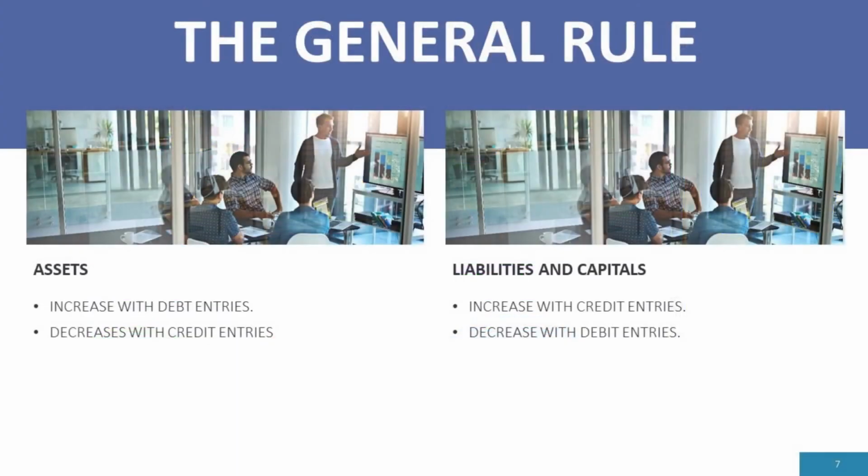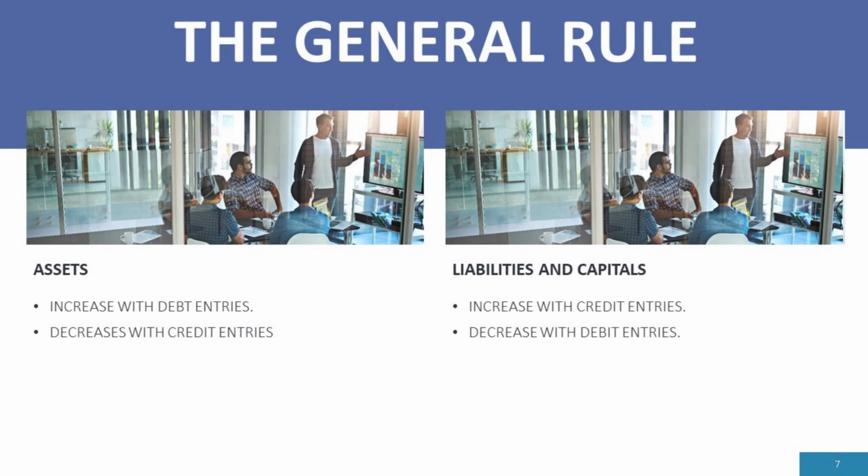The general rule is as follows. Assets are increased by entries to the left side of the account and decreased by entries to the credit side of the account. Liabilities and capital increase with entries to the right of the account and decrease with entries to the left side of the account. Now that you understand how this process works in theory, let us try an example.